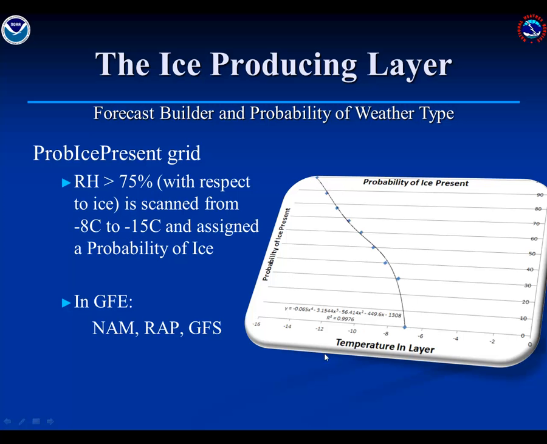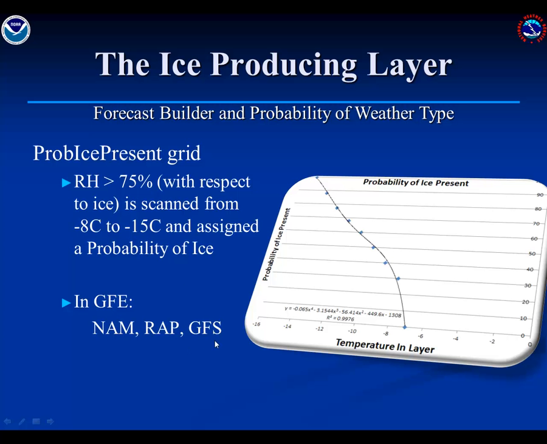So the temperature in the layer is diagnosed on the bottom of this graphic, and the probability of ice present is seen on the left. So the values here run up the right-hand side column of the graphic. But as temperature decreases, you can see that our probability of ice is really increasing. So this is the curve that's used in the probability of weather type.